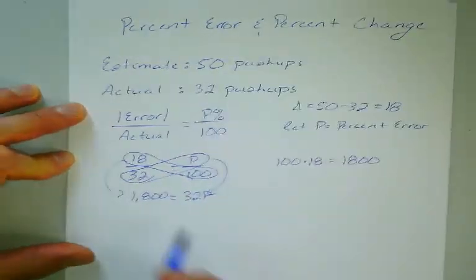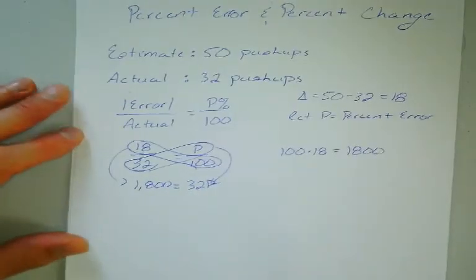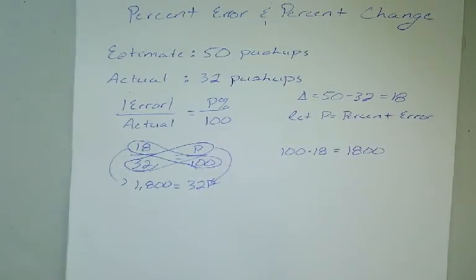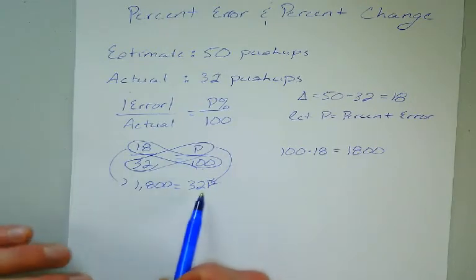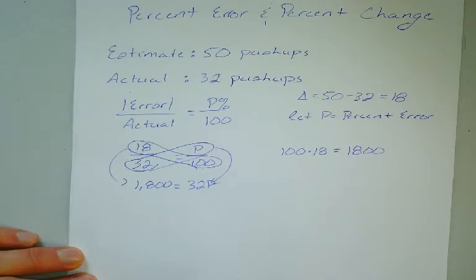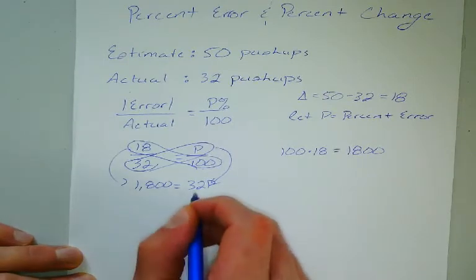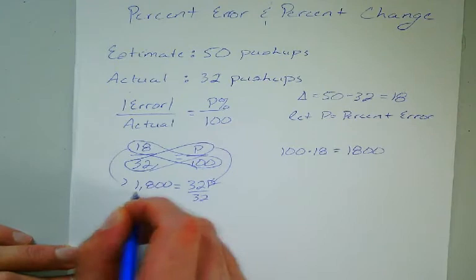So we have 1,800 on the left. Now we want to get P all alone. Excuse me for the shaky table. I'll let it settle down here. Now we want to get P alone. P is being multiplied by 32. So we need to divide both sides by 32. And I need to show that.